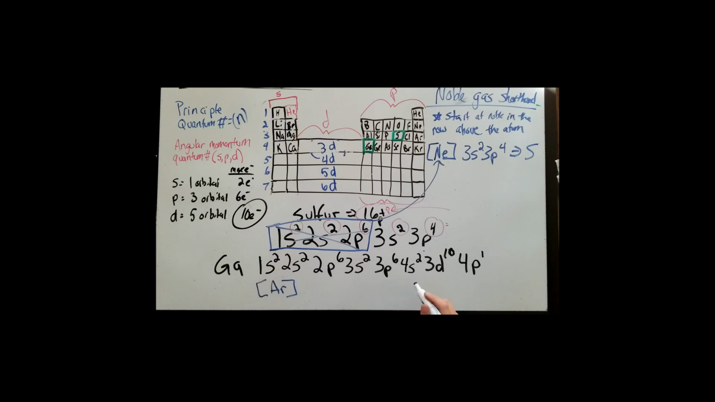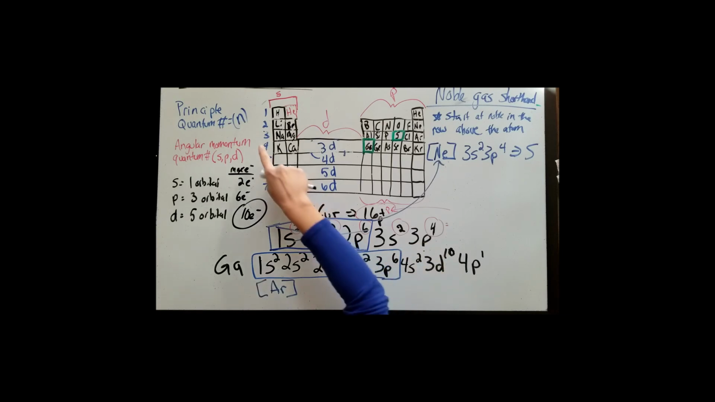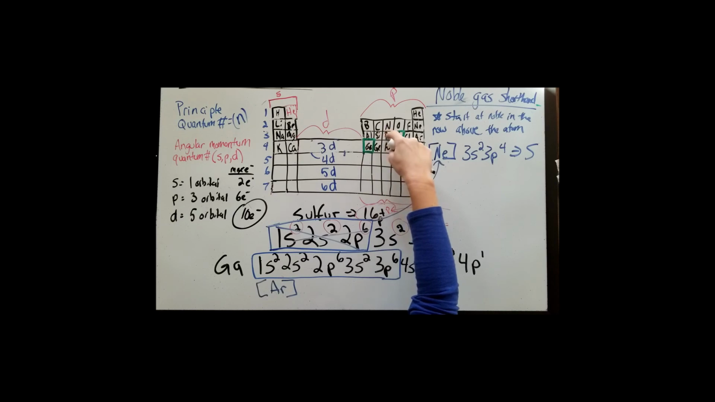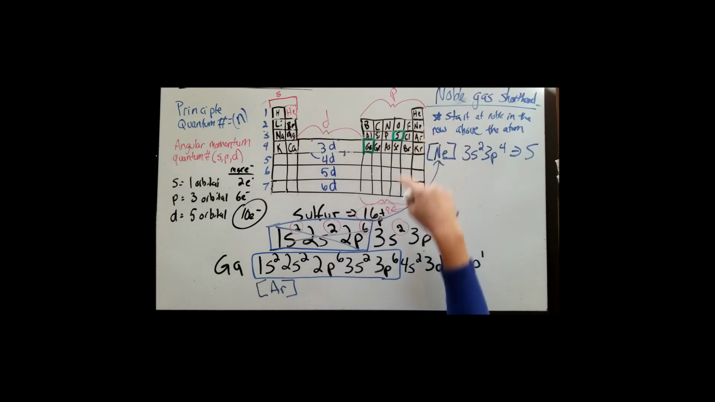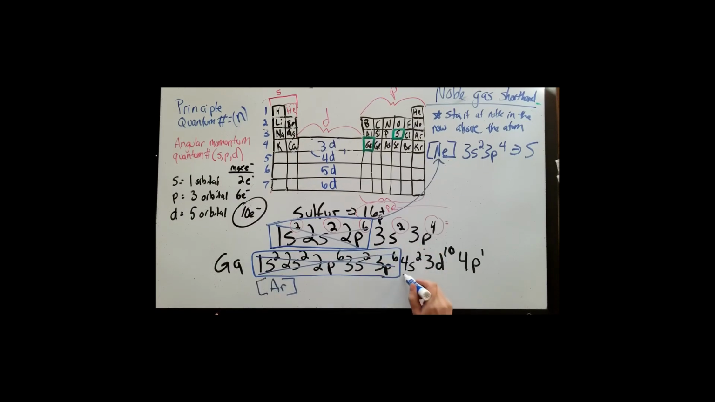Now argon is representing this whole section here, all the way through 3p6. Period 3, P block, 1, 2, 3, 4, 5, 6th one in is argon. So I just cut out that whole section by writing Ar in brackets. Now I still need to include this second portion. I still need to write 4s2, 3d10, 4p1. So that would be the noble gas shorthand of gallium, a neutral atom of gallium.